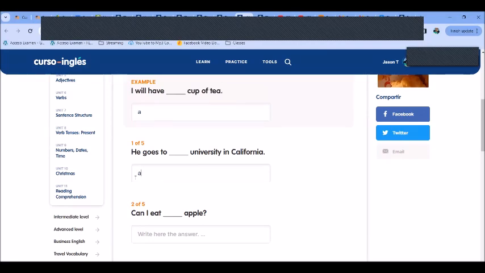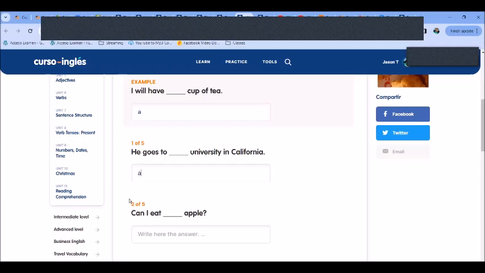Porque está la U, bueno. Esta U debería llevar an. Pero ¿qué sonido está haciendo esta palabra al principio? You. U, exacto. Y sabemos que Y es consonant, no es vocal. Entonces, because of its consonant sound, U, we will use a university. A university. Okay? One more time. He goes to a university in California.